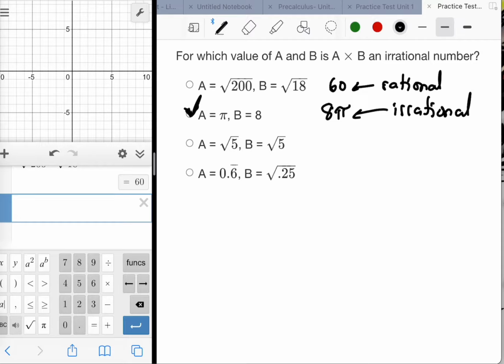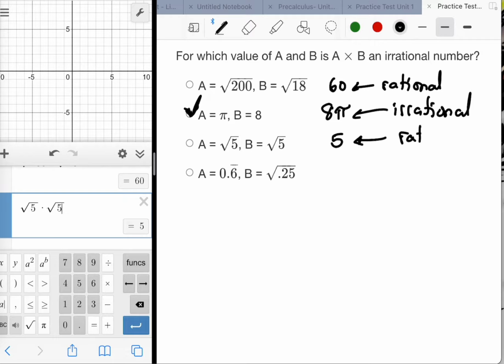All right. Radical 5 times radical 5. That's a nice clean 5. That's rational. But then you get to this last one here. That's a little tricky when you have the repeating decimal. If you happen to know that 0.6 repeated is the same as 2/3, that's great.